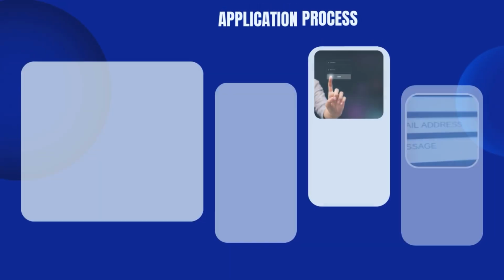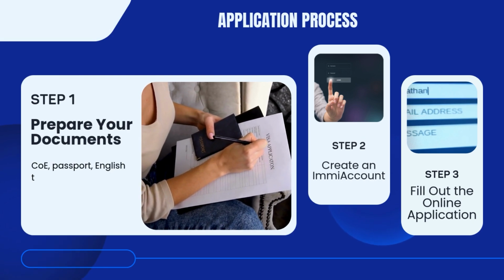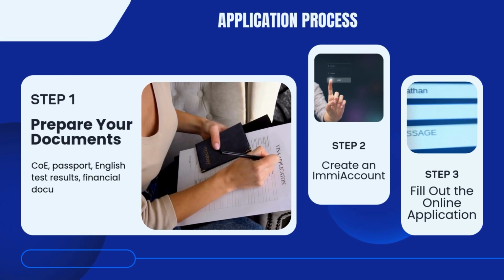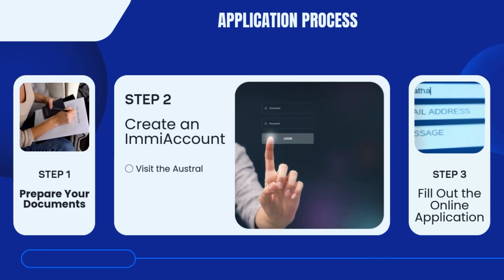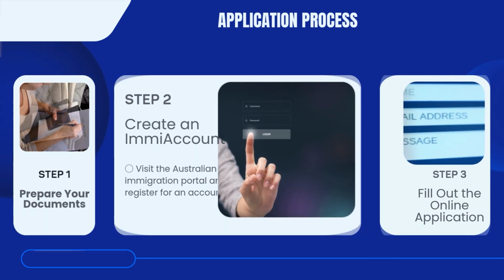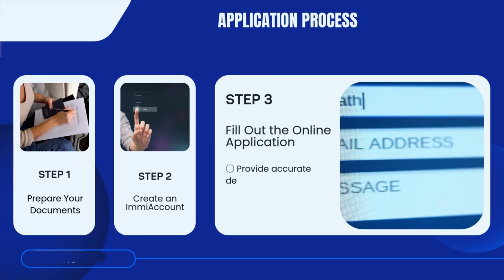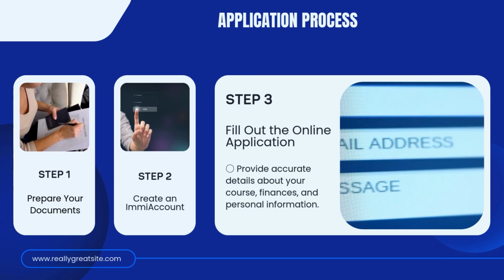Application process. Applying for the Subclass 500 visa is straightforward if you follow these steps. Prepare your documents: COE, passport, English test results, financial documents, health insurance, etc. Create an IMMI account. Visit the Australian immigration portal and register for an account. Fill out the online application. Provide accurate details about your course, finances and personal information.